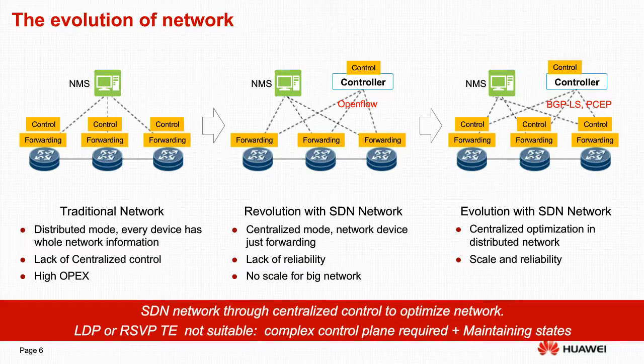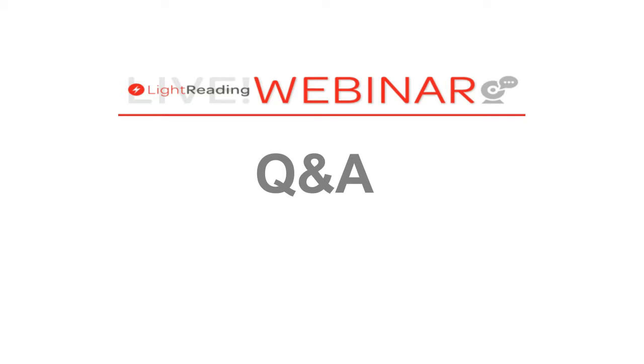So let me move back to the Q&A here. A question about quality of service in the slicing, I believe. I'm not sure which slide it refers to, but the question is, what about quality of service per slice in segment routing? Are you able to address that question at all?